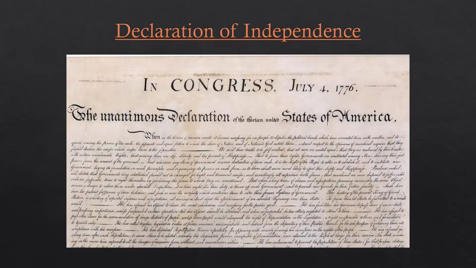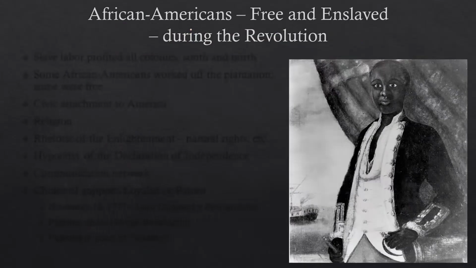I'm going to move on. Trust that you'll do that. And let's talk about how a significant portion of the colonial population were enslaved. Unfortunately, your textbook does not provide much discussion of the experience of African Americans at this time. So I wanted to throw this in.